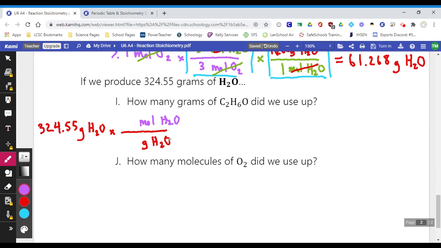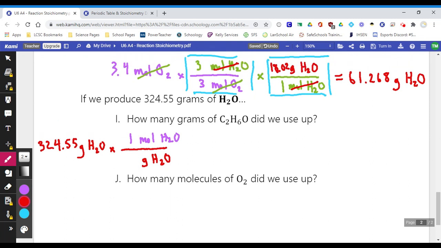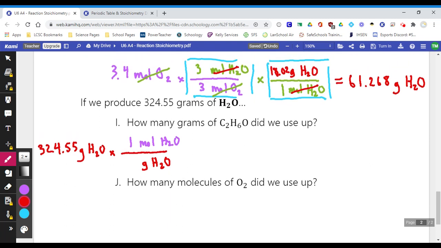So this conversion factor is asking how many grams of H2O are in 1 mole of H2O. Well, we add up the molar mass of 2 H's and 1 O. Each hydrogen is 1.01. Each oxygen is 16, just like what we did up here. So it should be a molar mass of 18 point.